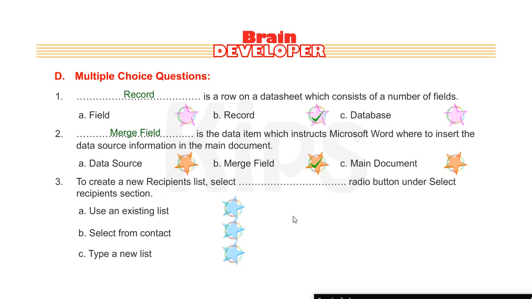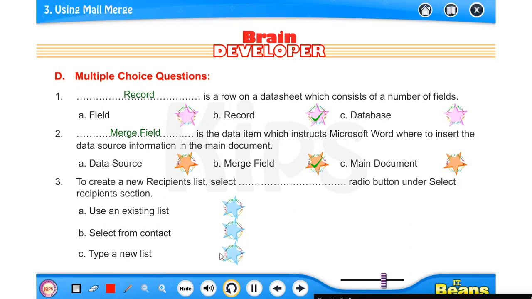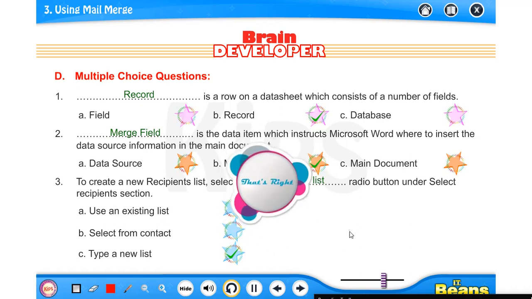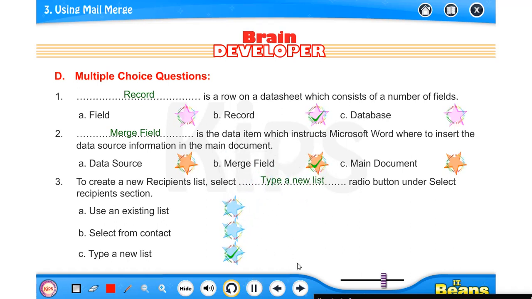Now the next one, third MCQ. To create a new recipient list, select dash radio button under the select recipient section. Remember, here we have to create a new recipient list. So which option should we select? We have done it practically. So the correct answer is type a new list. Yes, this is the correct answer of this MCQ. Now let's move to the next topic.